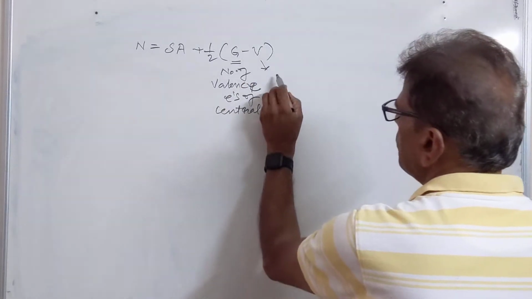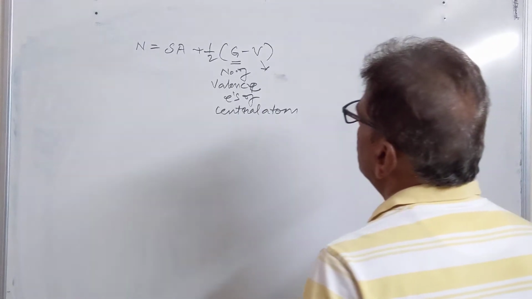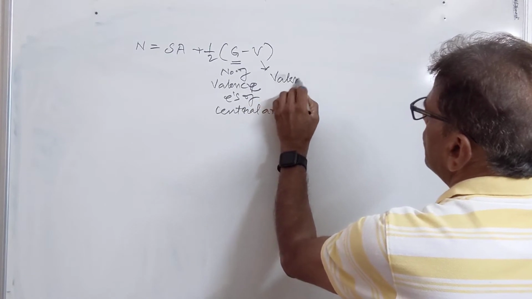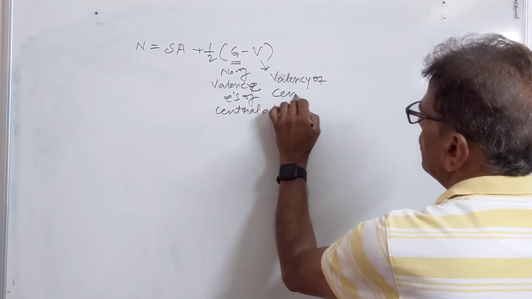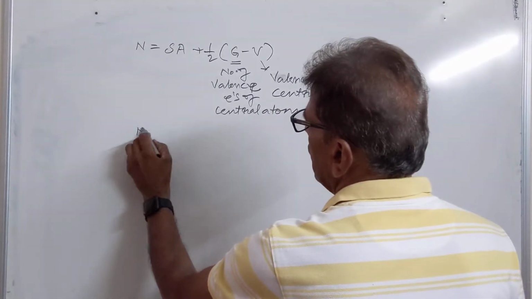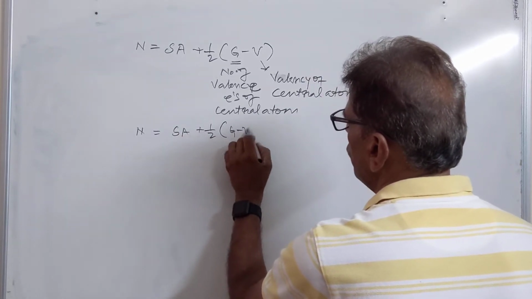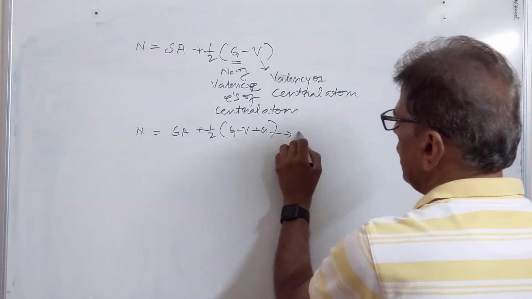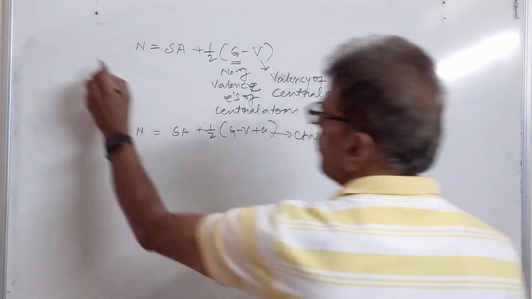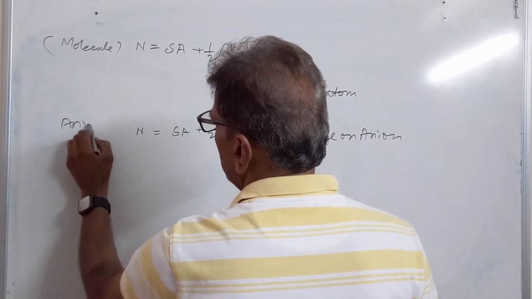And V is the valency of the central atom. Or in case of the anion, it is equal to surrounding atoms plus half of G minus V plus A. This is the charge on the anion. This formula is for a molecule. This formula is for an anion.